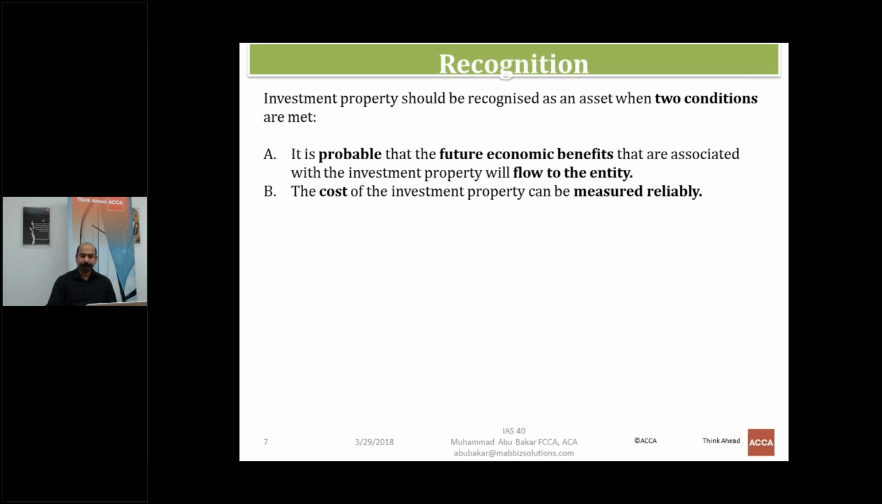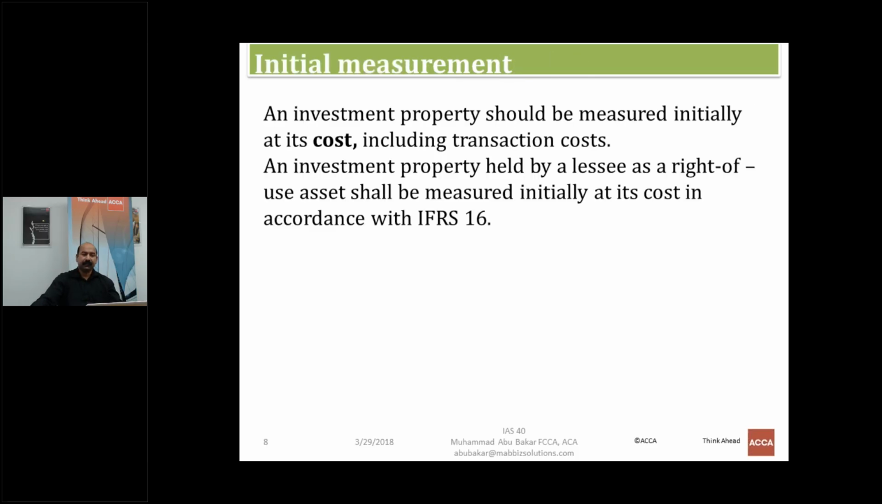Recognition: same criteria as we use in case of any other asset. Investment property should be recognized as an asset when two conditions are met. It is probable that the future economic benefits that are associated with the investment property will flow to the entity. And the cost of the investment property can be measured reliably. This is the general criteria which normally apply to each type of asset. Initial measurement, do we have any questions so far?